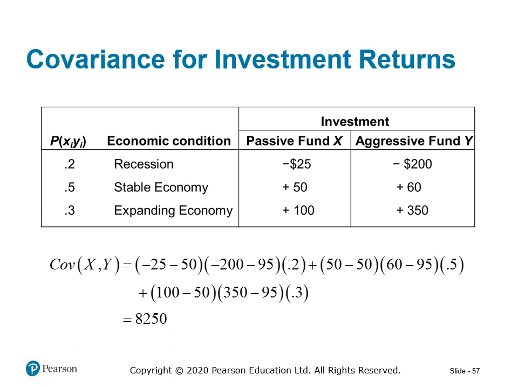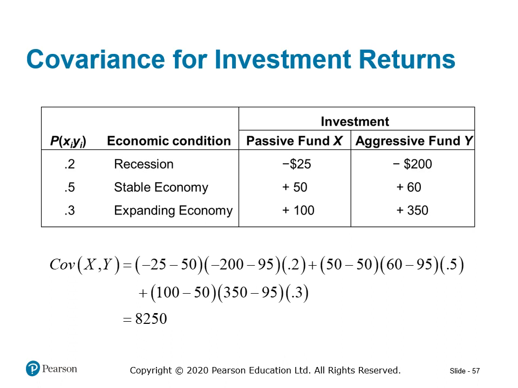So next, what I want to do is calculate the covariance for my investment returns in X and Y. My covariance of X and Y is going to be, in a recession, negative 25 minus the expected value for X, negative 50, so that's negative 75. And I do the same thing for my aggressive fund, so I lose 200 in my aggressive fund minus the expected value of 95. Take negative 75 times negative 295 times 0.2.